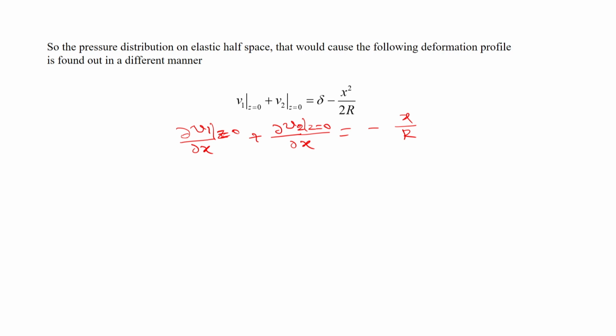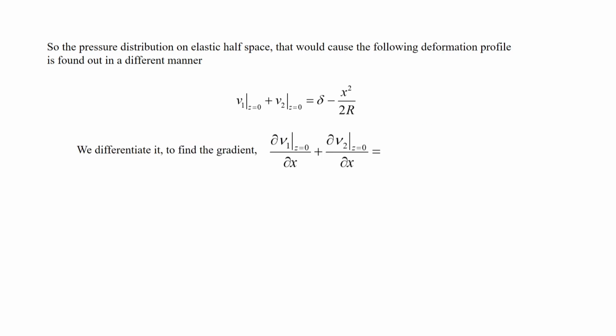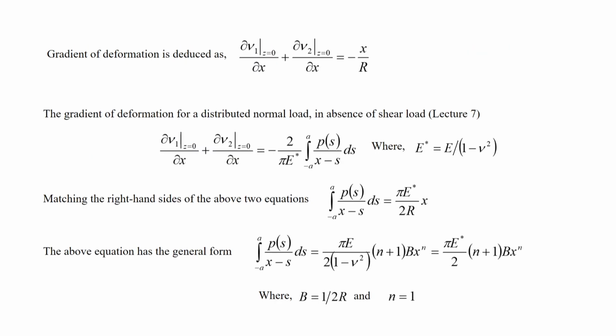And then we remember that some time back, in lecture 7, we had presented the gradient of deformation for a distributed normal load, in the absence of shear load. Here, of course, we do not have shear load because we are considering frictionless contact, and so the summation of this quantity could be related to the pressure distribution. So, that we had derived in lecture 7 and before that. You can have a look at those results.